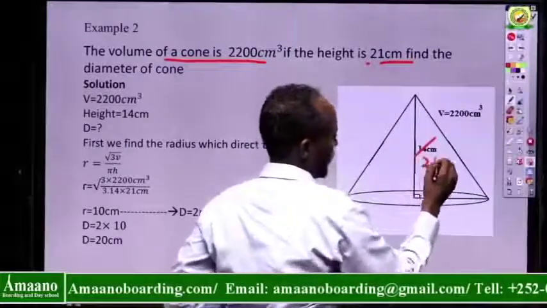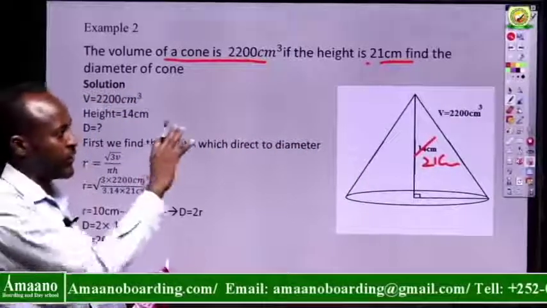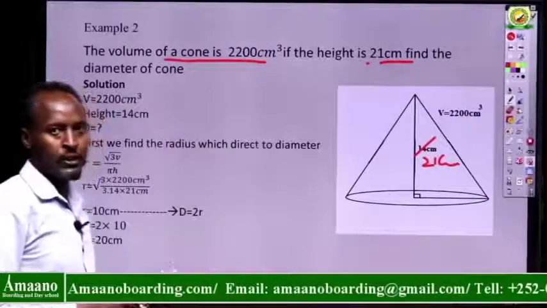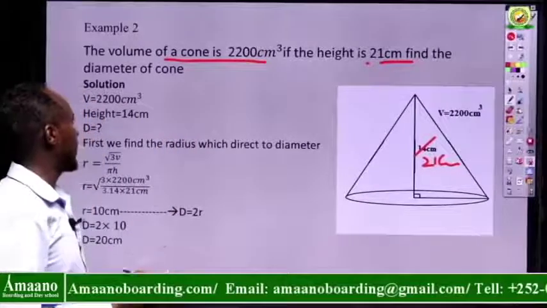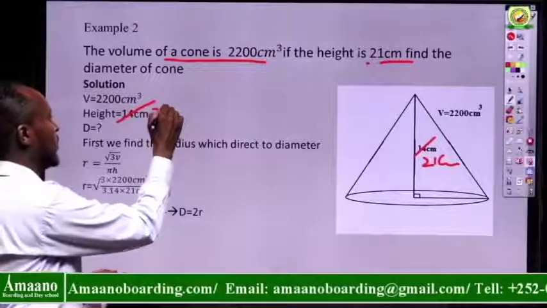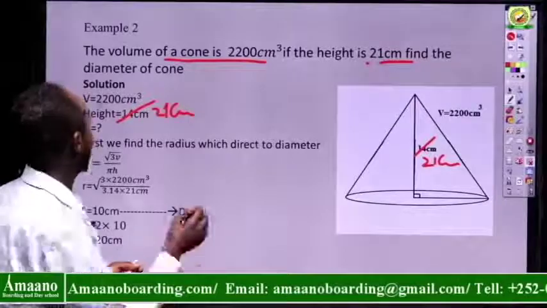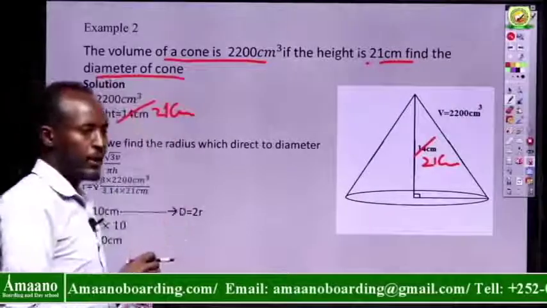This is 21 centimeters. In this question, we are given the volume, and also we are given the perpendicular height. The height is 21 centimeters. It was a typing error. We are asked to find the diameter of the cone.